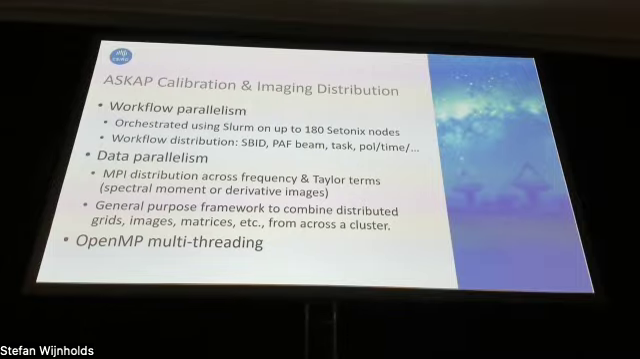And then in these tasks, a lot of the data sets being processed are quite large, and so you need extra distribution of the processing in those tasks. The main way that we do that in YandaSoft is using MPI, and we distribute mainly across frequency. I've also mentioned Taylor terms here. You can think of Taylor terms as a sort of spectral moment or derivative images, where we parameterize the change in flux with frequency for a given pixel, effectively using a polynomial expansion. And we also have some multi-threading.